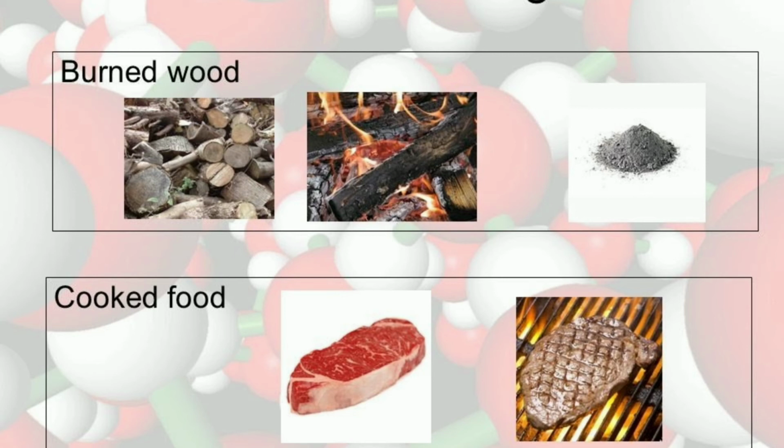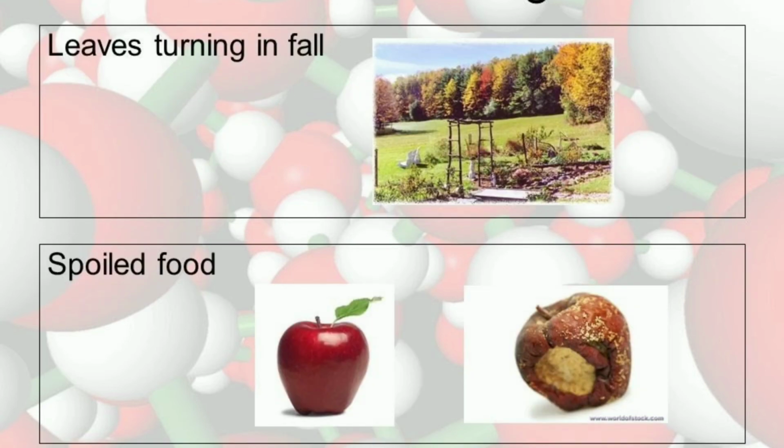Next thing, the leaves turning in fall. The leaves that have fallen down cannot get back, they cannot go back to attach to the tree. And even spoiled food. Once the food is spoiled, we cannot bring back the fresh food from the spoiled food.